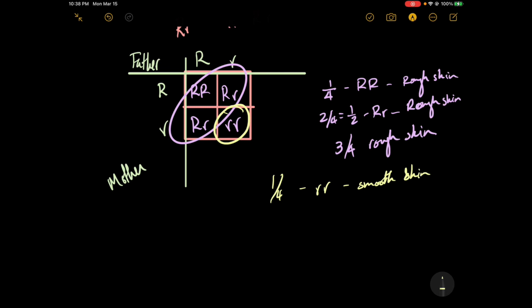If you were to write down ratios, you would be comparing those that have rough skin versus those that don't have rough skin. So in this case, you have a 3-to-1 ratio of rough skin to no rough skin, or a 1-to-3 ratio of no rough skin to rough skin.